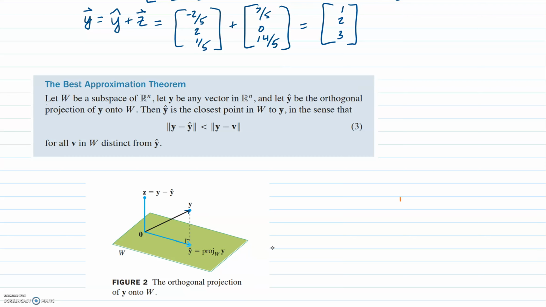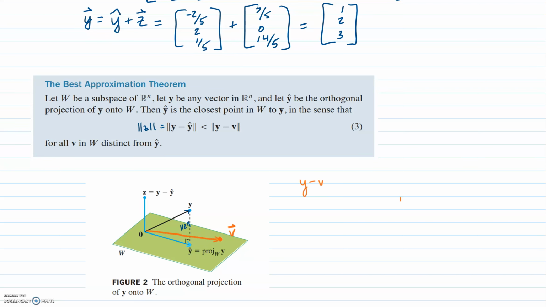Then y hat is the closest point in W to y, in the sense that the distance of y minus y hat, which is the blue line here, this is the distance z right there, is always going to be smaller than the distance of y minus v for all v in W that is distinct from y hat. So let's choose a vector that's not y hat. Let's call this v. And v goes from 0 all the way to there. We want to look at the distance of y minus v.